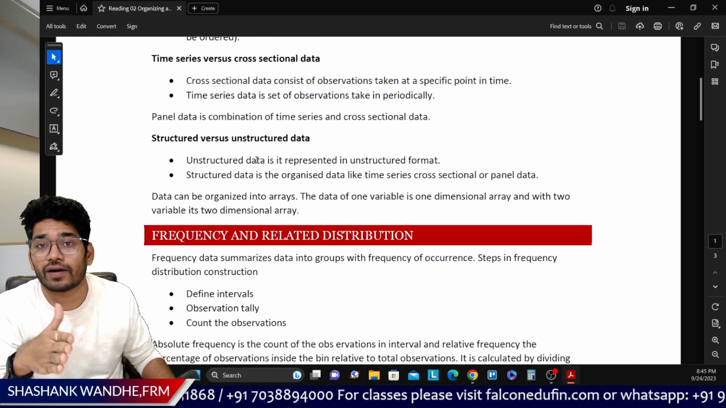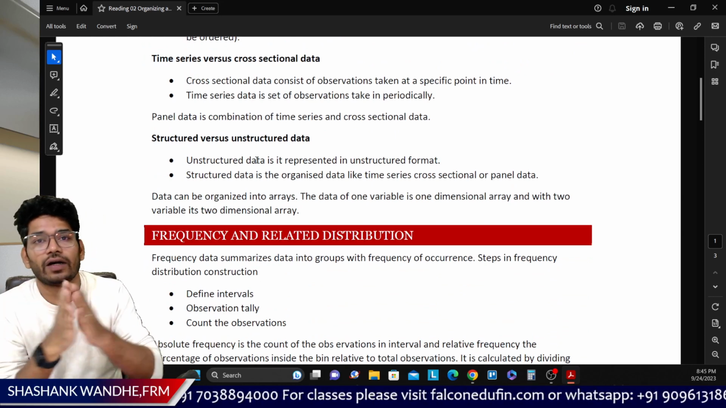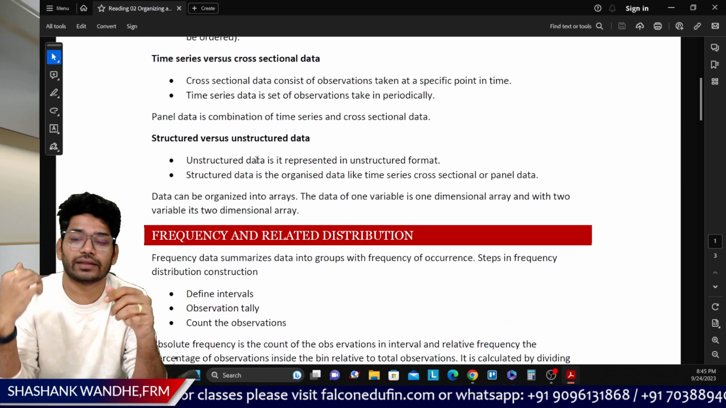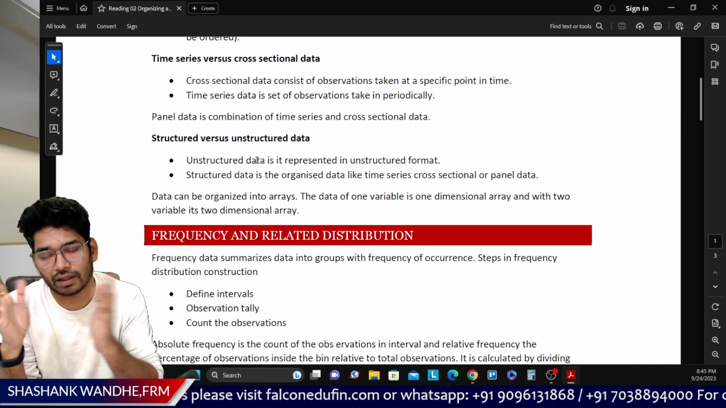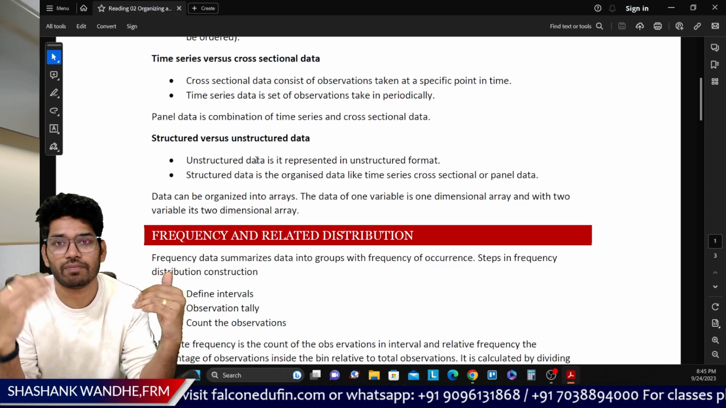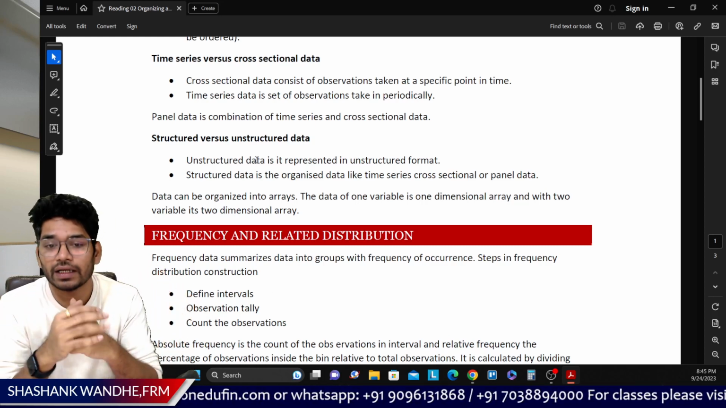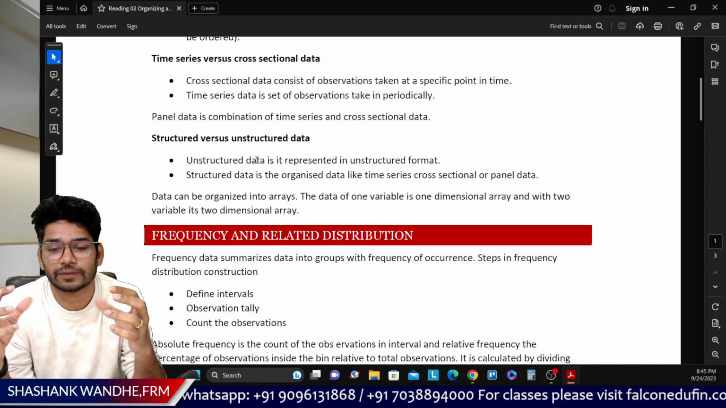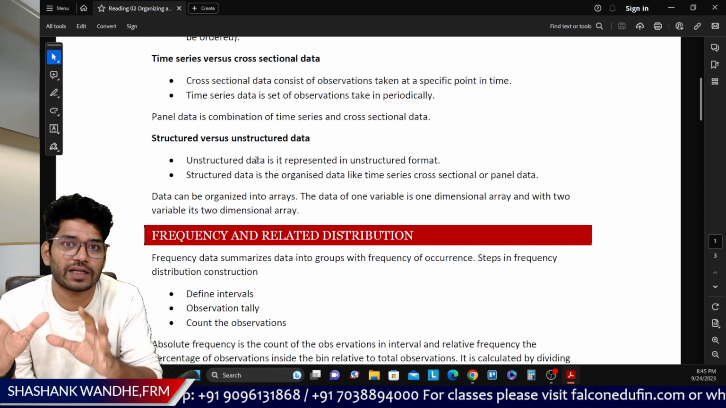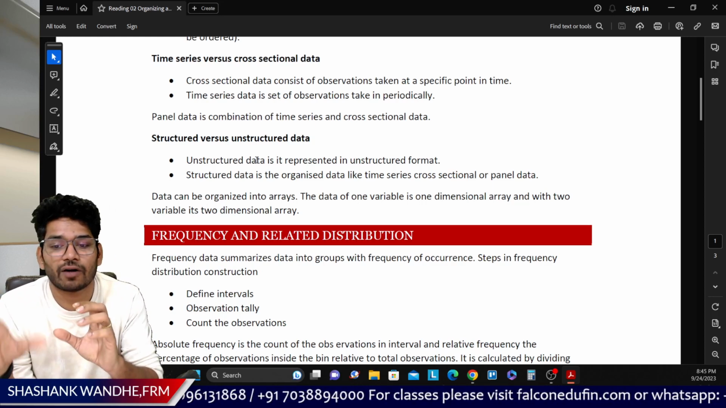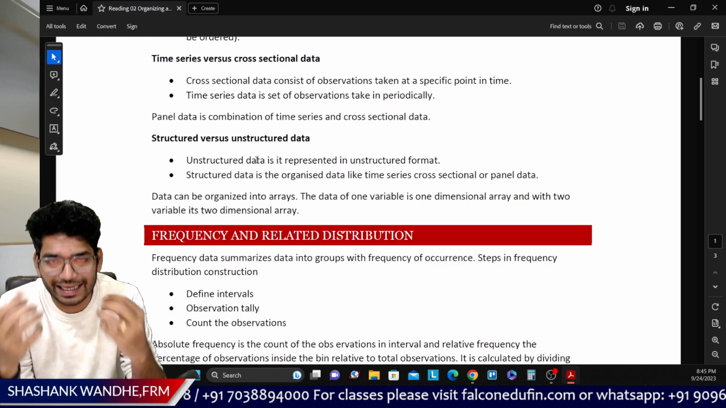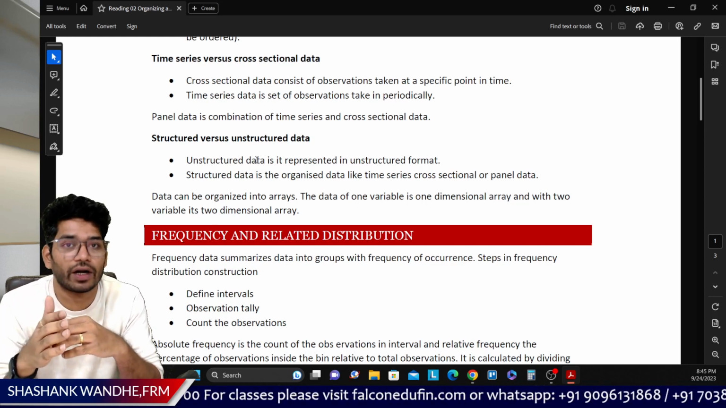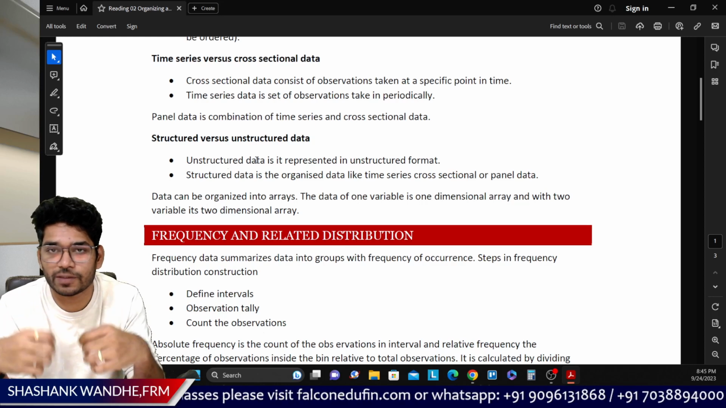Then we have the time series data versus the cross-sectional data. In time series data, you plot time on one axis and then your variable on the other axis, like the y-axis. So x-axis time, y-axis your data. The simplest example is stock prices collected for a month, the stock price movement for a month. So this is an example of time series data. To say it simply, time series data is the set of observations taken periodically.